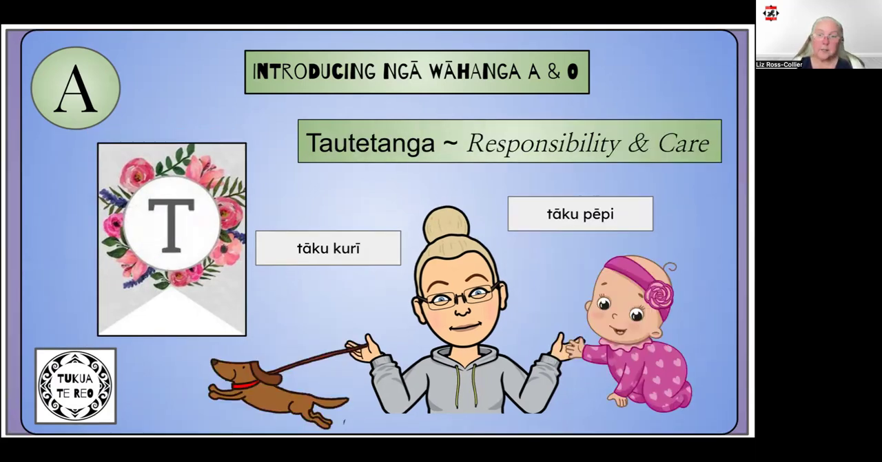The next letter in He Kura Te Mokopuna is tautetanga. This refers to anyone that you have responsibility for, like your children, your grandchildren, your pets. It also relates to those that we have responsibility or superiority over, such as our students or employees. So an example might be tāku kuri, my dog, or tāku pepi, my baby. People from the generations that follow ours also sit in the A category. For example, your sons or daughters, nieces, nephews, grandchildren, all fall under the A category.